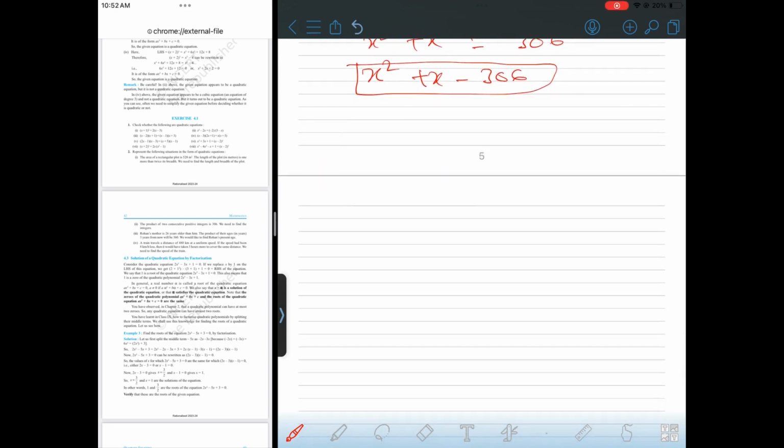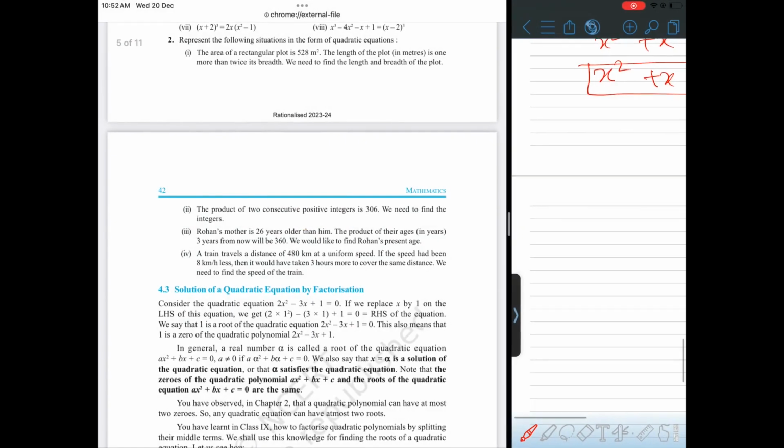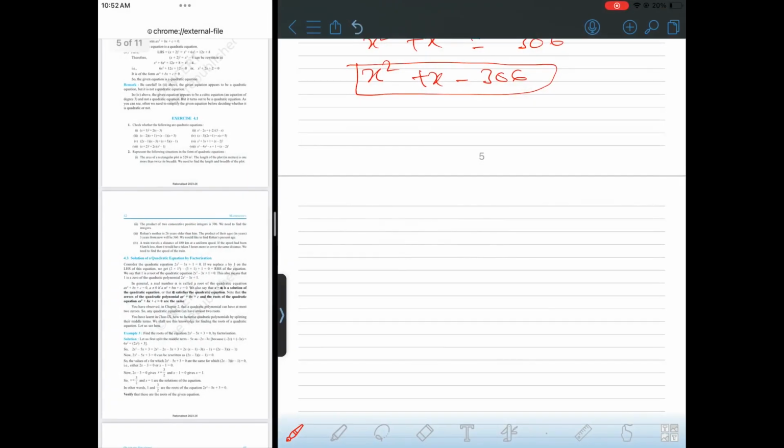Now let's see the third part of this question. Third part says Rohan's mother is 26 years older than him. The product of the ages in years 3 years from now will be 360. Find out Rohan's present age. So now we have to find out Rohan's present age. How will we start this question?